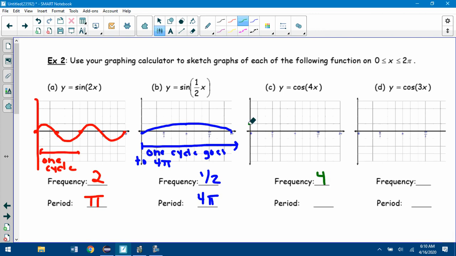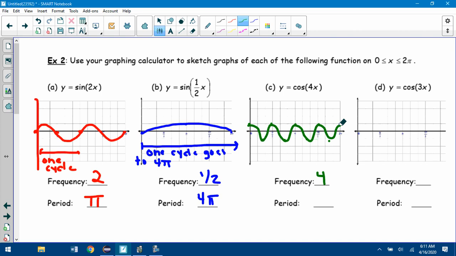It starts up at 1 because it's cosine. By the time it's at pi over 2, it's back to 1. So right in the middle here, it'd be at -1. And the same thing happens between pi over 2 and pi, and then pi and 3 pi over 2, and then 3 pi over 2 and 2 pi. So there's 4 complete cycles.